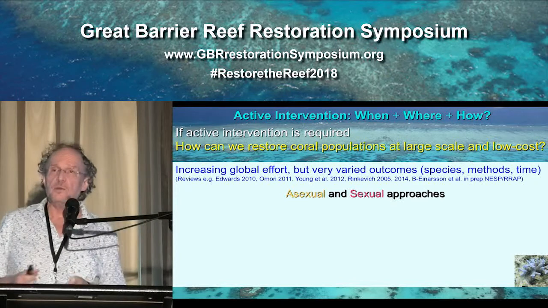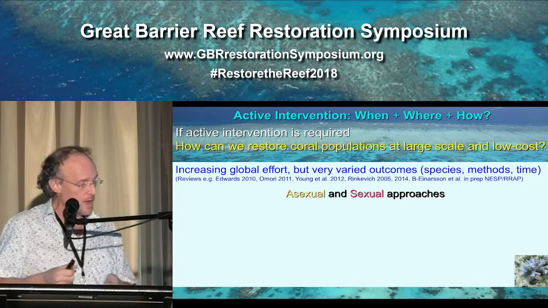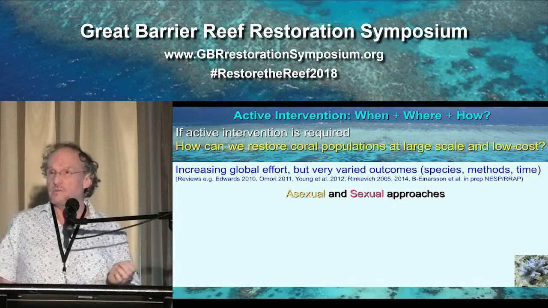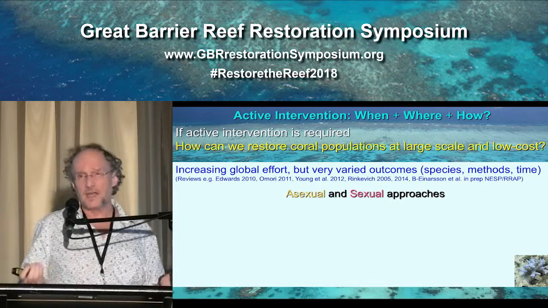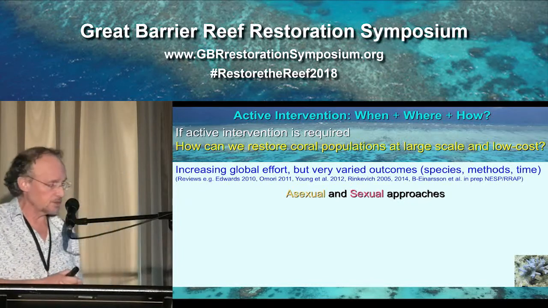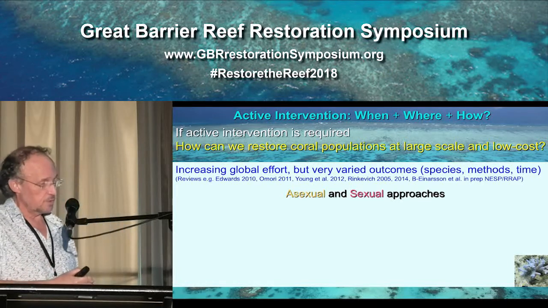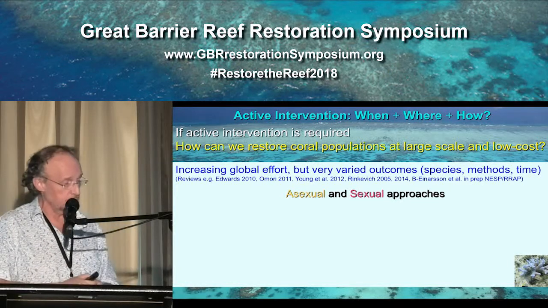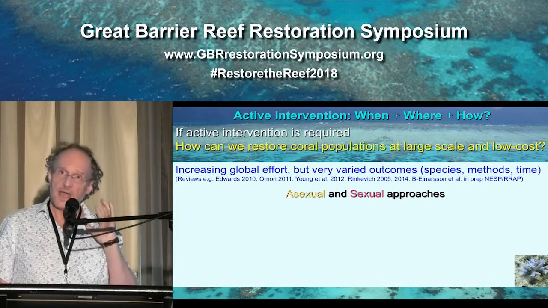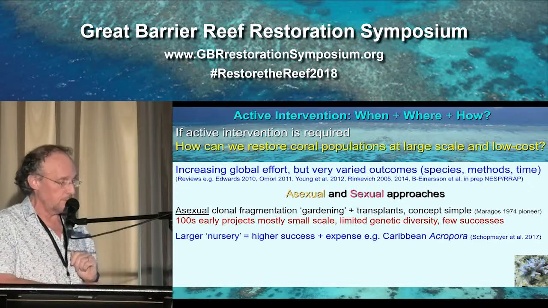The point is, if we're going to intervene, we need to know how, when and where to do it. How do we restore coral populations at large enough scales at sufficient cost? There's obviously increasing global effort that some of our previous speakers have talked about, but there are very varied outcomes. Essentially, there are both asexual and sexual approaches to the problem.